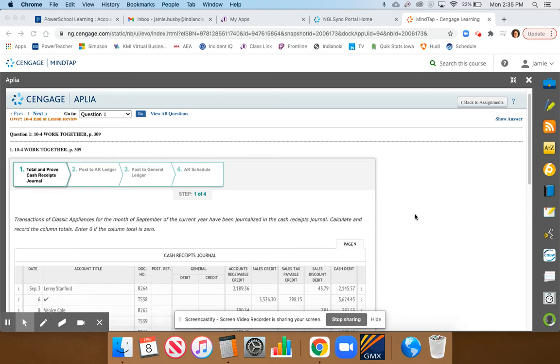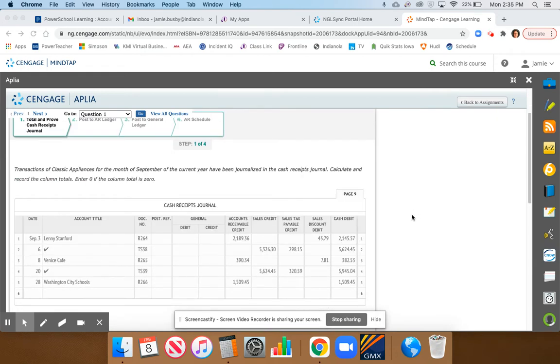For the 10-4 work together, we need to start by totaling and proving our cash receipts journal. On the last day of the month of September, we have totals. Then we're going to add up all of our totals. I've already added these up, so we have all of our totals in there.